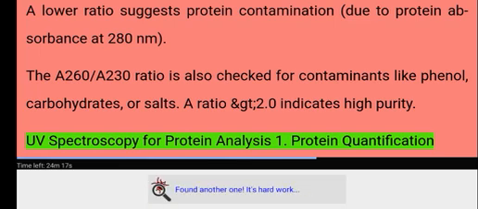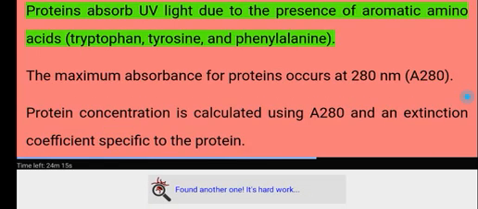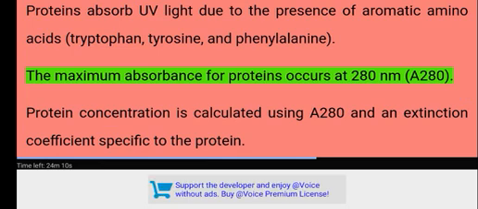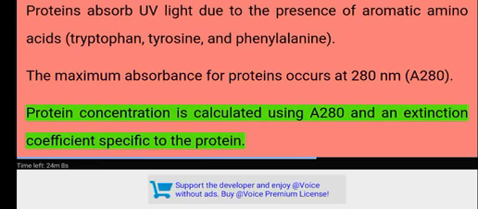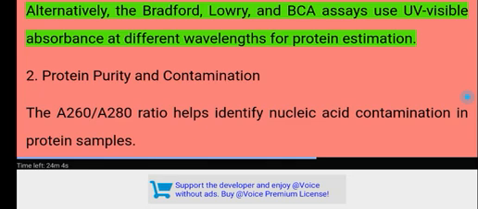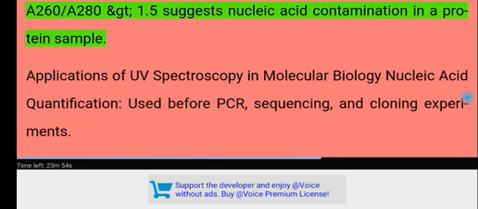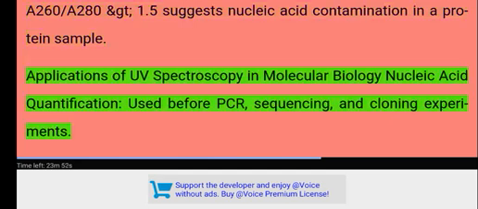UV spectroscopy for protein analysis. 1. Protein quantification. Proteins absorb UV light due to the presence of aromatic amino acids: tryptophan, tyrosine, and phenylalanine. The maximum absorbance for proteins occurs at 280 nanometers, A280. Protein concentration is calculated using A280 and an extinction coefficient specific to the protein. Alternatively, the Bradford, Lowry, and BCA assays use UV-visible absorbance at different wavelengths for protein estimation. 2. Protein purity and contamination. The A260/A280 ratio helps identify nucleic acid contamination in protein samples. A260/A280 greater than 1.5 suggests nucleic acid contamination in a protein sample.